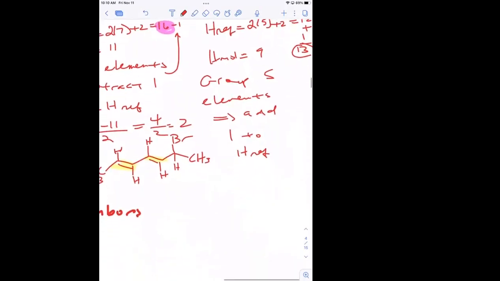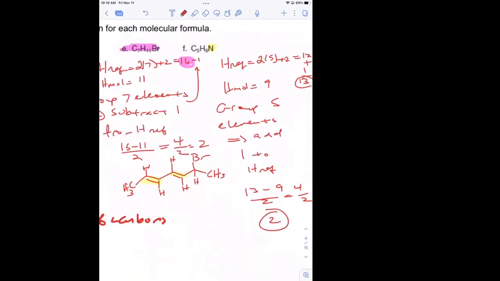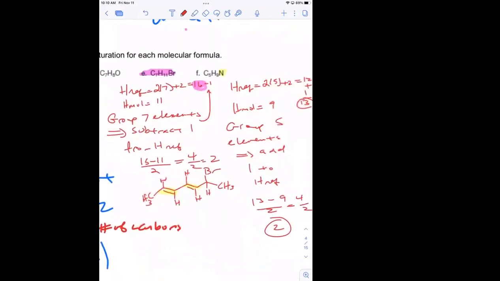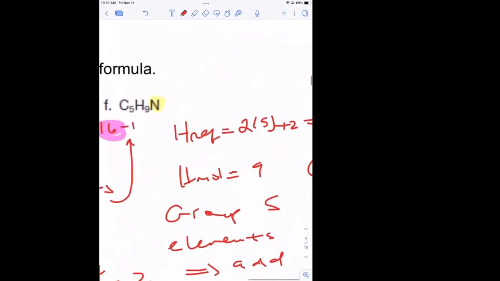All right, so now this is going to be 13 minus 9 over 2, 4 over 2. All right, so I got 2 degrees of unsaturation here as well. All right, so a sample here, let's do this. Let's say we have a 5-membered ring with a nitrogen and a double bond. Because 2 means I got 1 of each. I can have 1 of each. I can have a double bond in the ring.